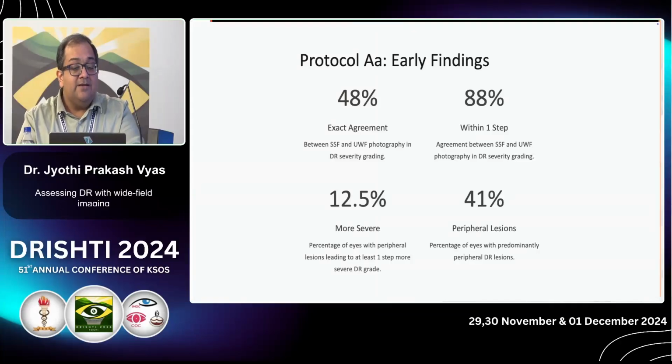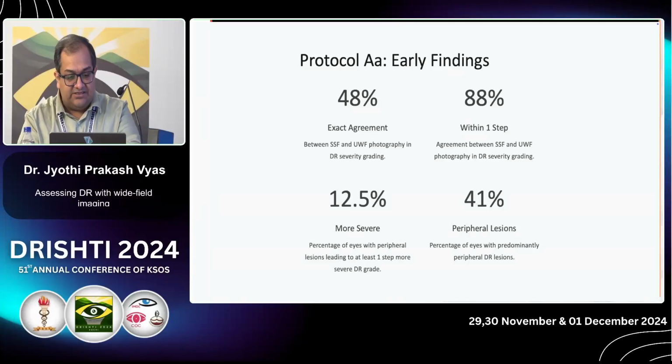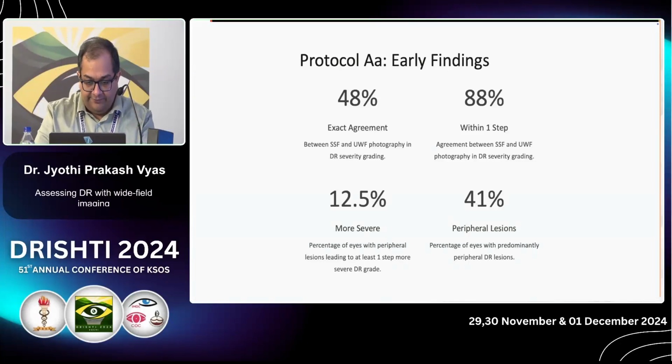If you look at the DRSS severity scale between the standard 7 field and the ultra-wide field, 48%, about half, were in exact agreement between the two. Amongst the total, about 88% had at least a step of difference between the severity scaling. The important feature is that an extra 12.5% showed a more severe form of diabetic retinopathy than was assessed on the standard 7-field photograph. And out of all the patients enrolled, 41% had predominantly peripheral lesions.